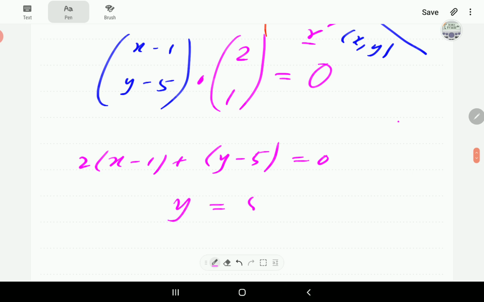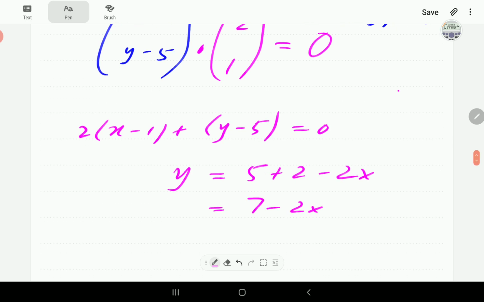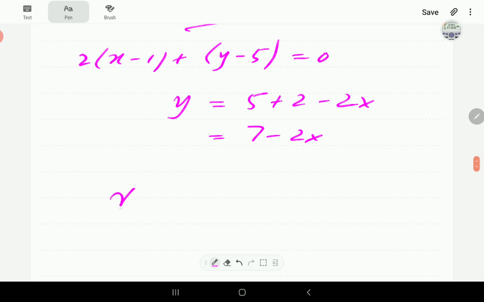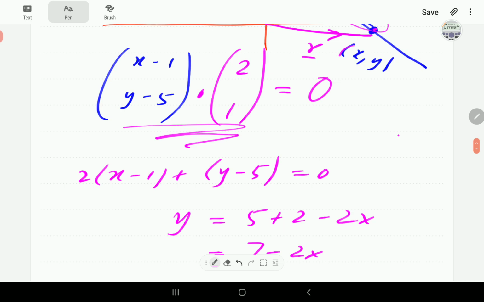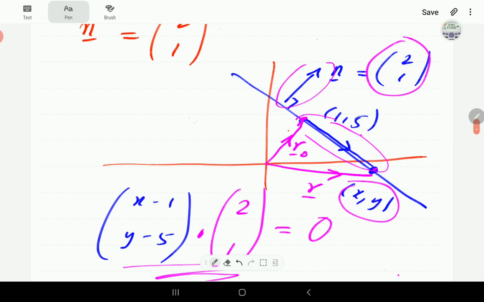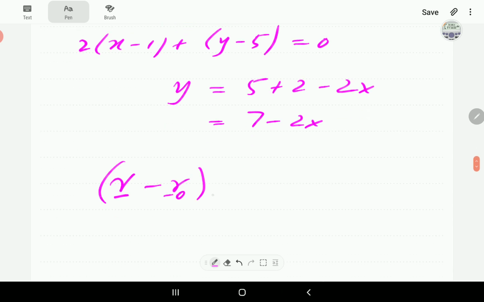Again, if we make y the subject of the formula here, it's going to be 5 plus 2 minus 2x, which is 7 minus 2x. I'm going to write this a bit compactly. So that thing we can write as position vector R, which is the position vector of xy, minus position vector of R naught, where R naught is on the straight line, and xy is on the straight line. So that's giving us a vector along the straight line that is perpendicular to n. So if we do the dot product of that with n, it's going to give us 0.